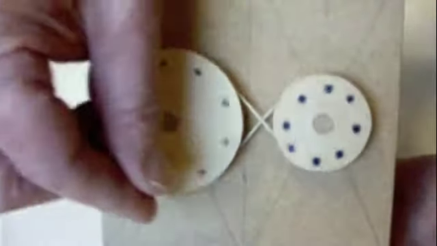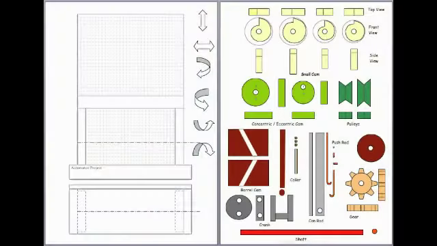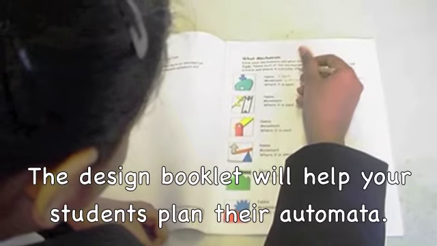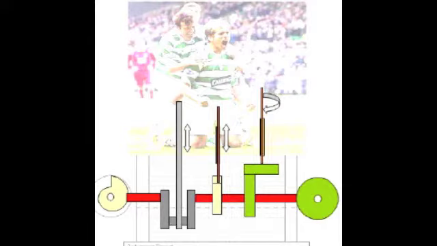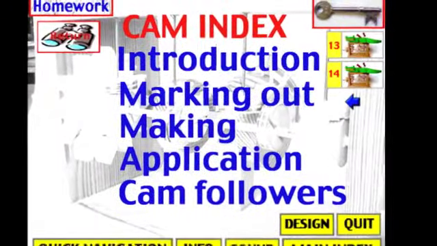The clear and easy to use planning sheet will help your students work out what mechanisms they require to achieve the movement for their objects on top. Each section for every mechanism will have an introduction, marking out, making and application.